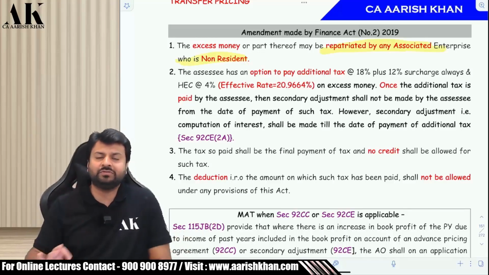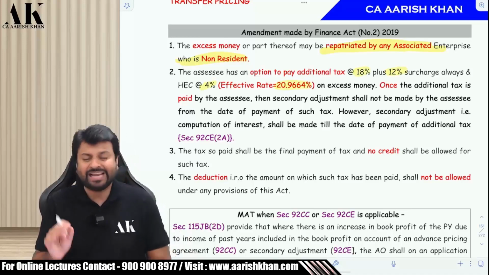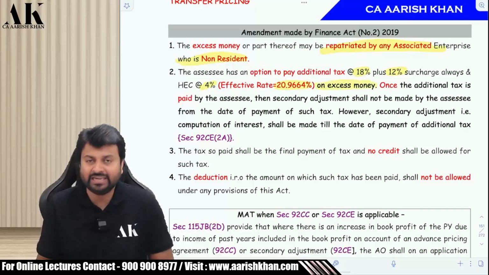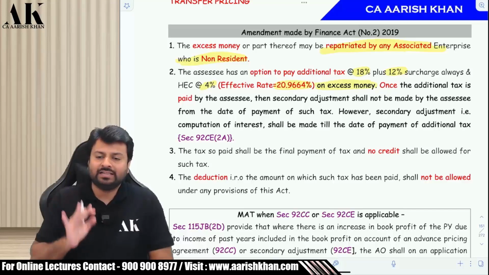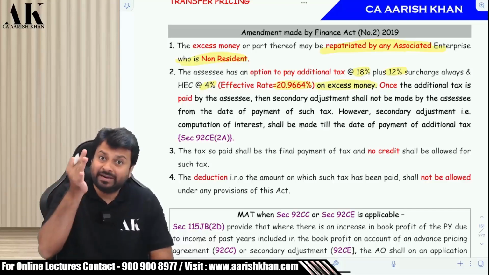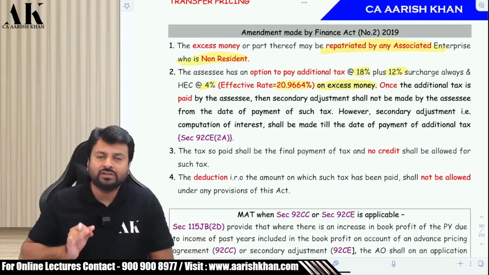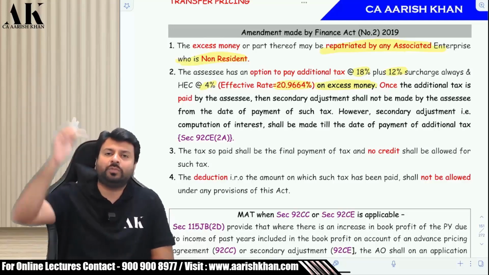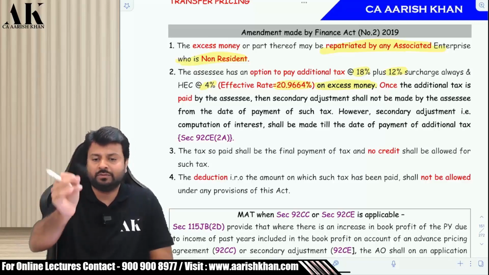Yes, there is one option which the government is giving. Government is saying pay 18% tax, 12% surcharge, 4% cess, that is 20.9664% tax, on the excess money once and for all. And once you pay that, after that, on that transaction, we will not charge you any interest. But till the date of payment of this optional tax, we will charge you interest. So, for example, in the next year, in the month of October, you decide to pay this tax. So, from October onwards, you will not be charged with interest. But till September, you will be charged with interest.